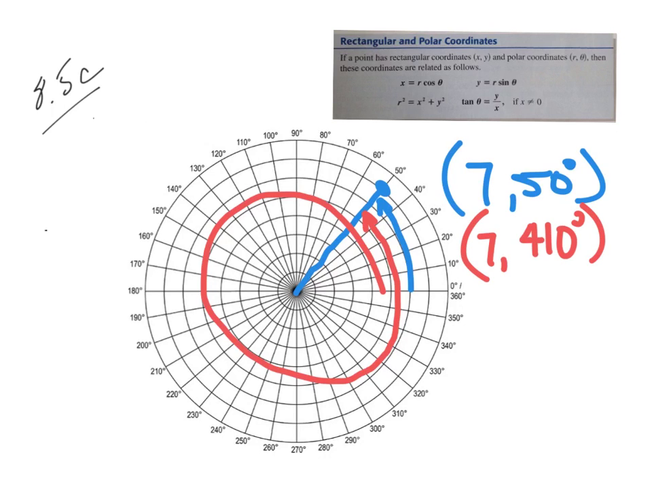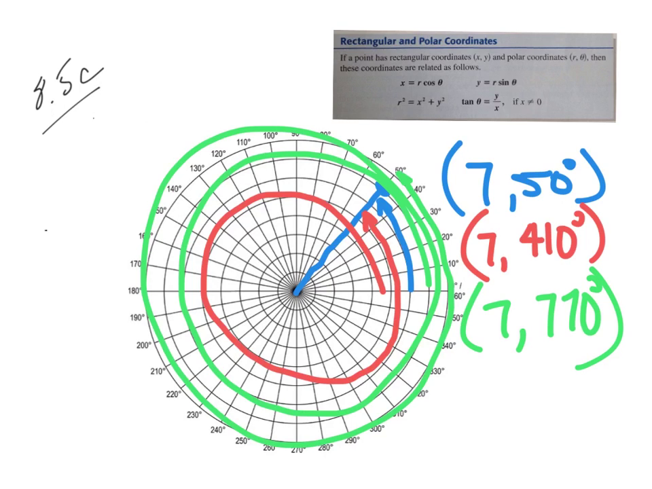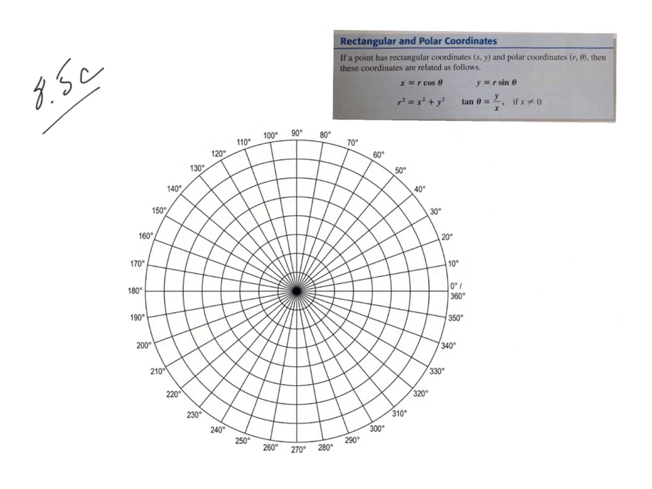Or what would happen if we started here, went around once, twice, now we're at 720 plus 50. So we're still at the same length, but we went up 770. And I mean, you can go around and around and around.